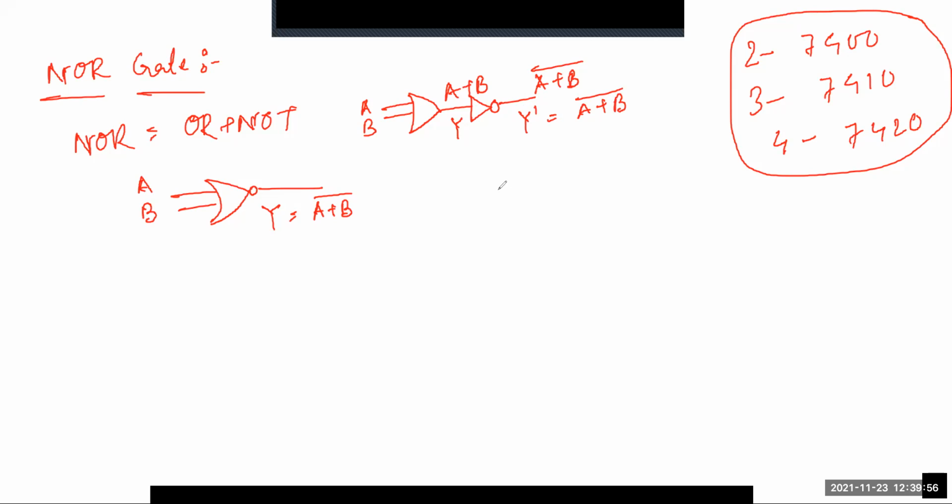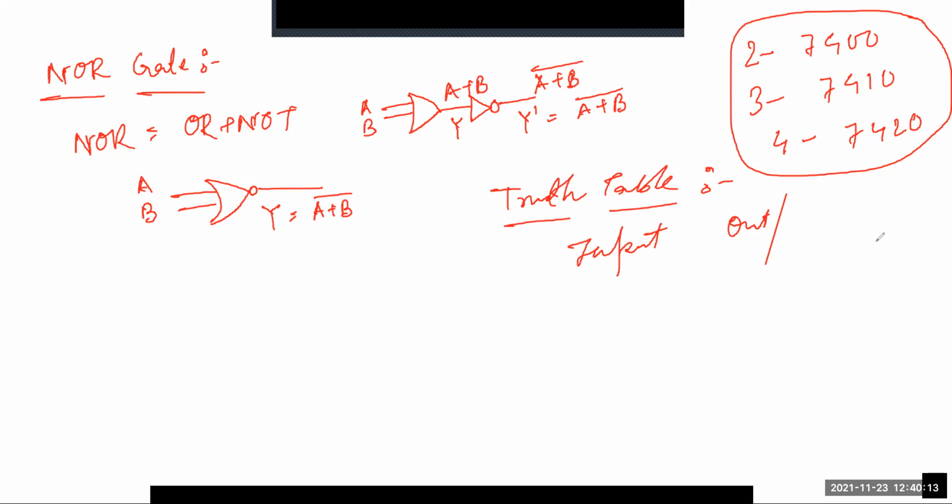So if we look at the truth table, this is input, this is output, this is A, this is B, and this is Y. So Y equals A plus B bar.